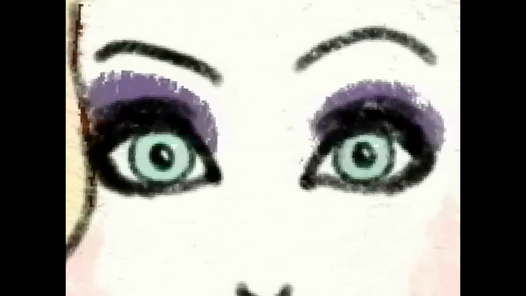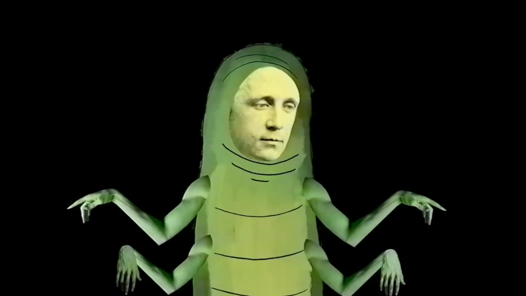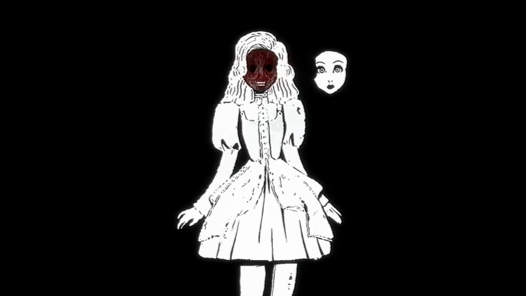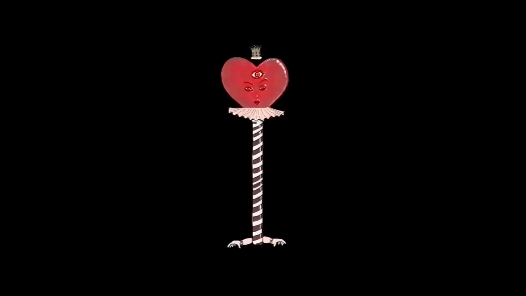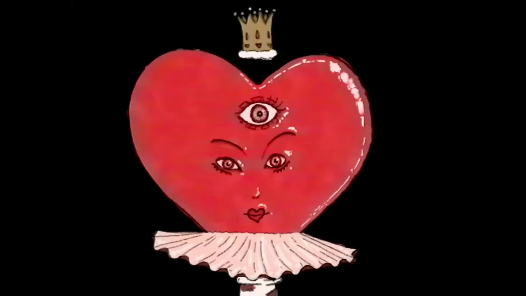Then it turns into a really creepy version of itself, and then transitions to Alice closing her eyes, and then to a dancing caterpillar. And then to Alice getting her face removed, hence the thumbnail. After that, her face goes back on, and then it shows this heart staff crown looking thing. I'm not too sure what that is.